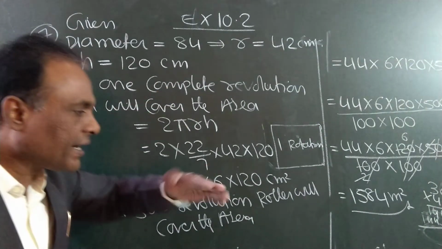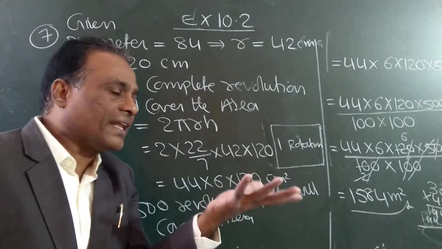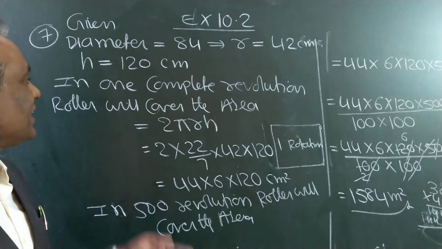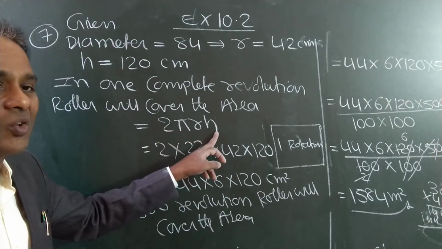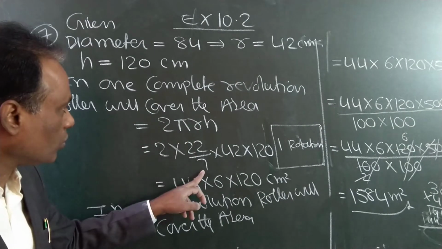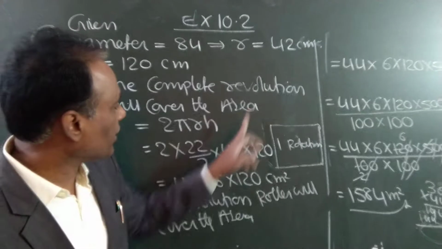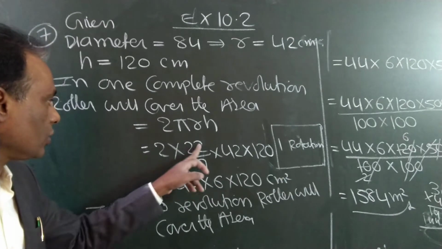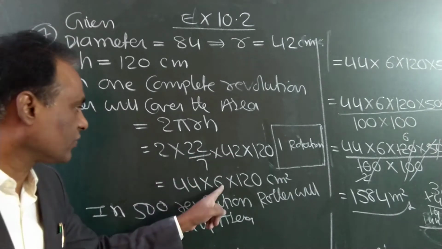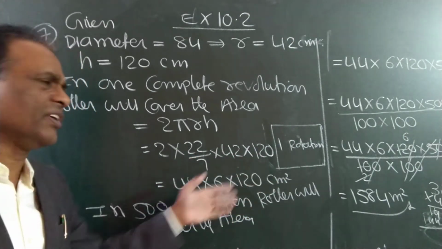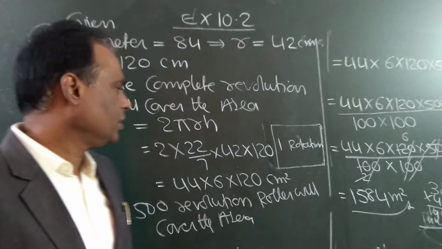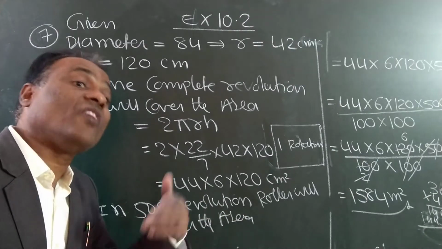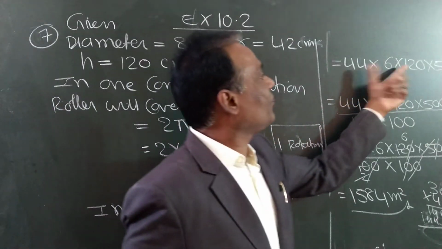In one complete revolution, if the road roller rotates one time, how much area will it cover? It will cover its lateral curved surface area. The curved surface area formula is 2 pi RH. 2 into pi, 22 by 7, into R which is 42, into H which is 120. So 44 into 6 into 120. I am not multiplying now, I will do it in the last, so keep it as it is. But it is rotated how many times? 500 times, so multiply this with 500.